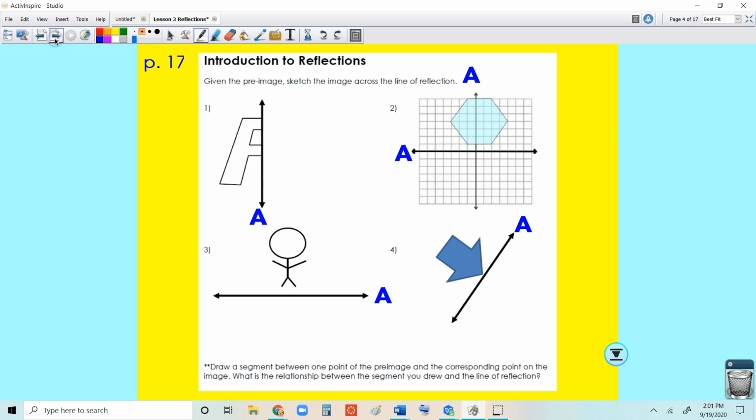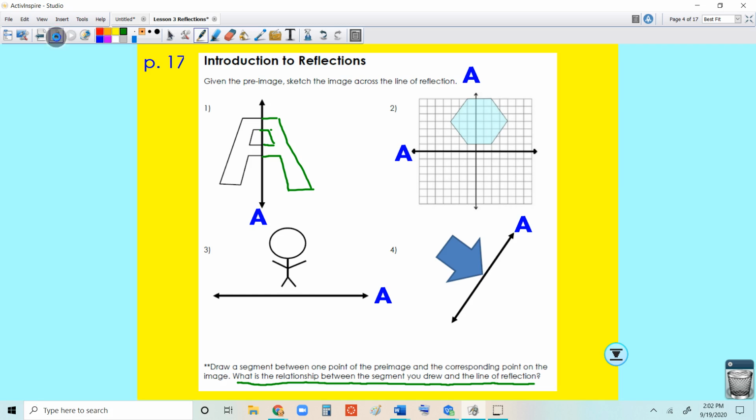All right. Great. So our first activity is on page 17. We're going to look at reflections. So your job is to reflect each of these images over that line. I labeled that line A just so that we can talk about it. So you're going to take this and figure out what the other side would look like if I reflected it over. That's not perfect. All right, you try it. Go ahead and hit pause. Try those 4, and then we'll check our answers. There's also a question down here. What is the relationship between the segment you drew and the line of reflection?